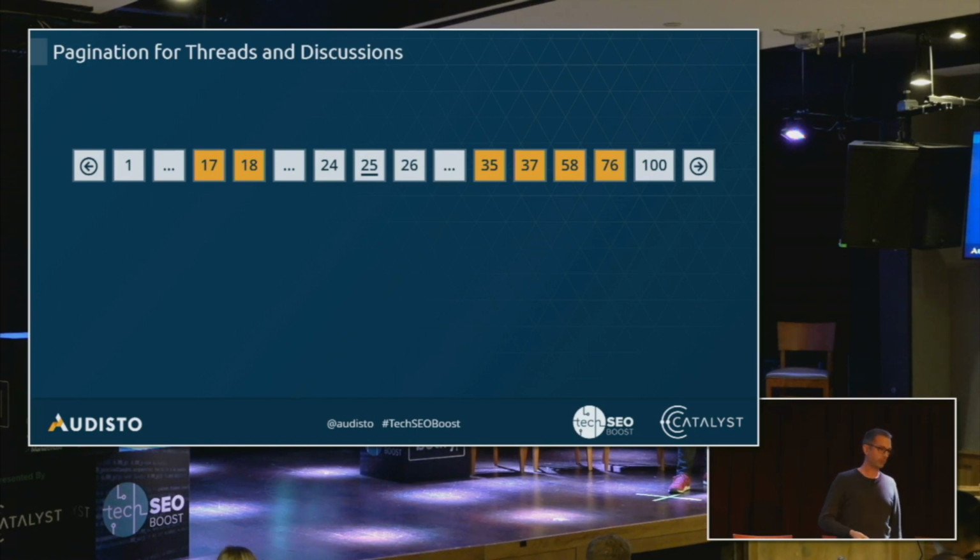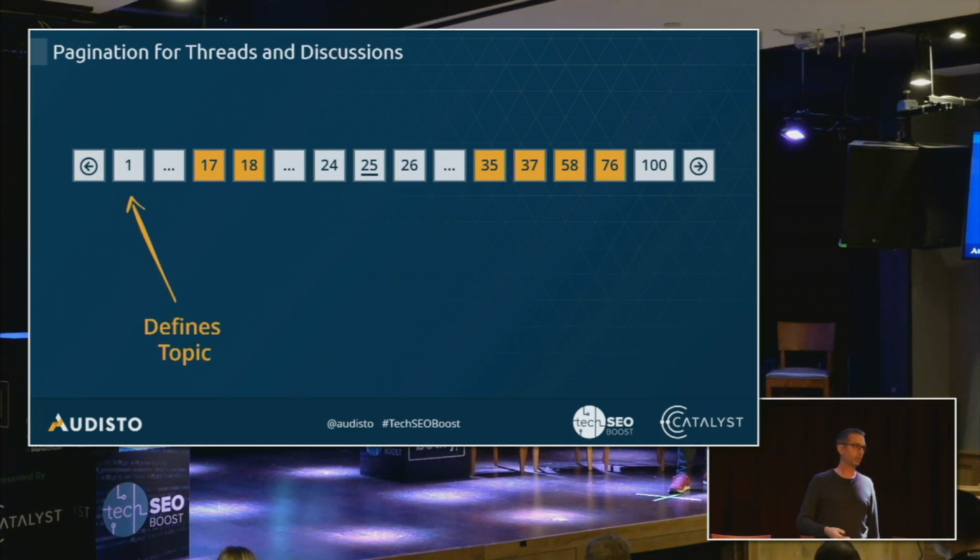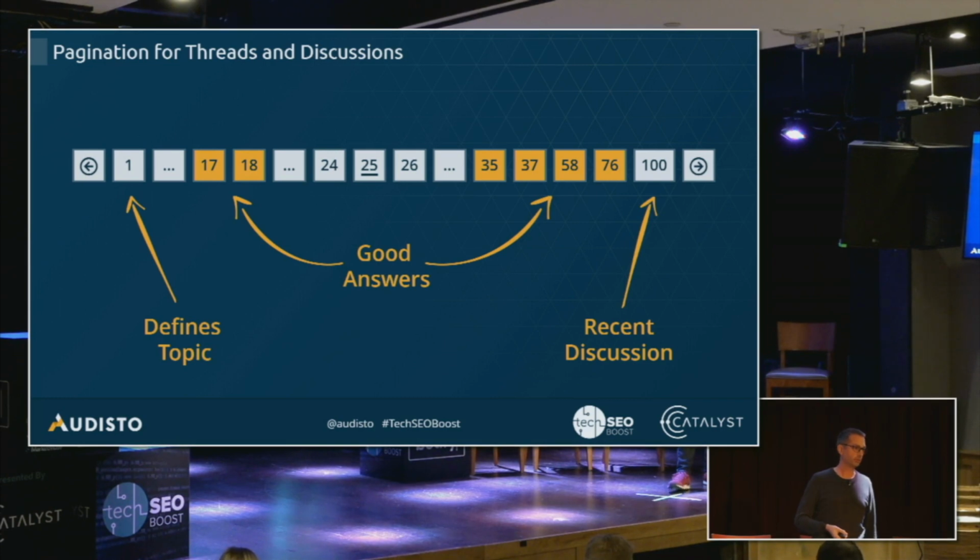Then we have pagination for threads and discussions, and this is way different. In a pagination of a discussion, the first pagination page defines the topic. The recent discussion is on the last pagination page, so we obviously need both of them. If you have a discussion and you don't link to the last pagination page, then it's also flawed. And the good answers are somewhere in between.